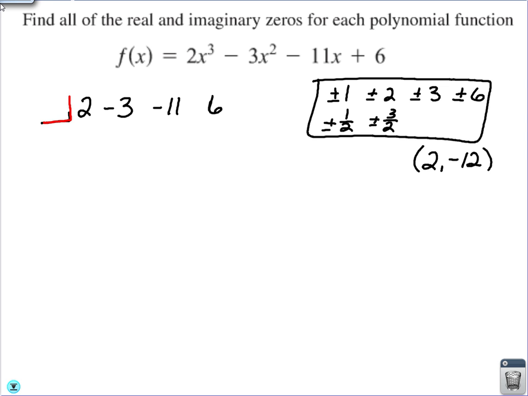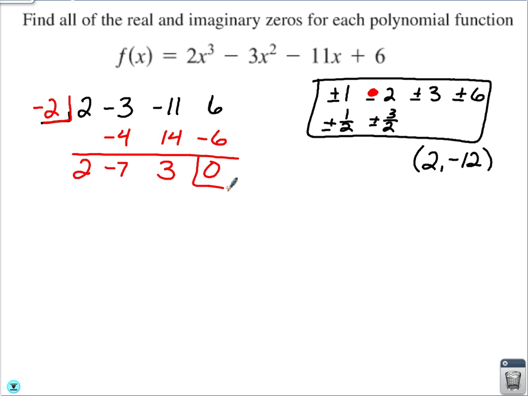So here we go. Positive 2 didn't work. I'm just going to scribble out the positive there. We're still left with negative 2. Somebody pick one, so you'll probably look at it. Which one? Negative 2. Let's try negative 2. So we bring down 2, we get negative 4. Add those two together, negative 7, 14. Negative 11, 14 is 3. 3 times negative 2 is negative 6, is 0. When I plug in negative 2, I get 0. That is a 0 of that function.